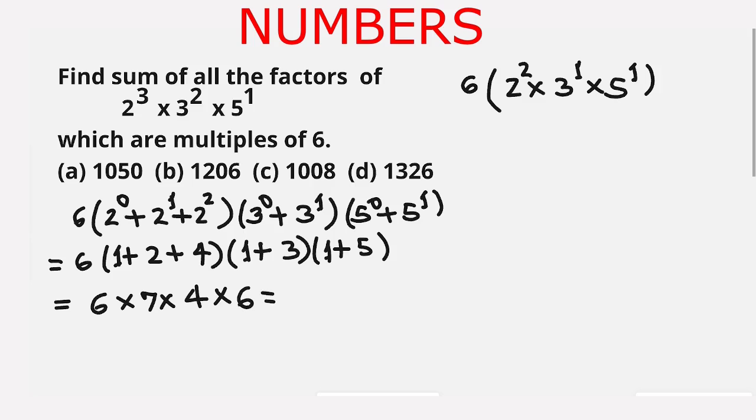So this is equal to 144 multiplied by 7, and 7 times 4 is 28. We write 8, we carry 2. 7 times 4 is 28 plus 2 is 30. We write 0 and carry 3. 7 times 1 is 7 plus 3 is 10. So the product of 6 multiplied by 7 multiplied by 4 multiplied by 6 is 1008.